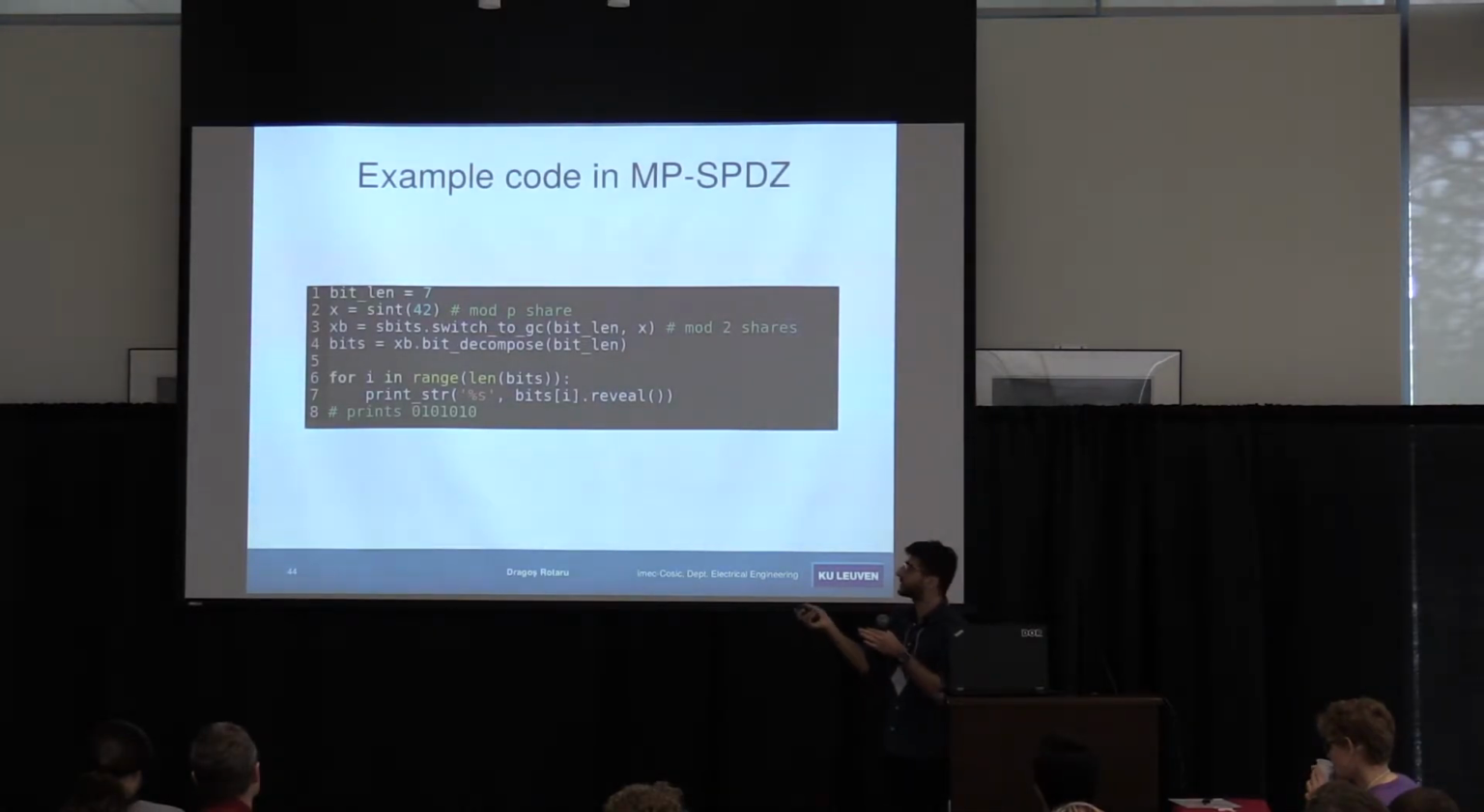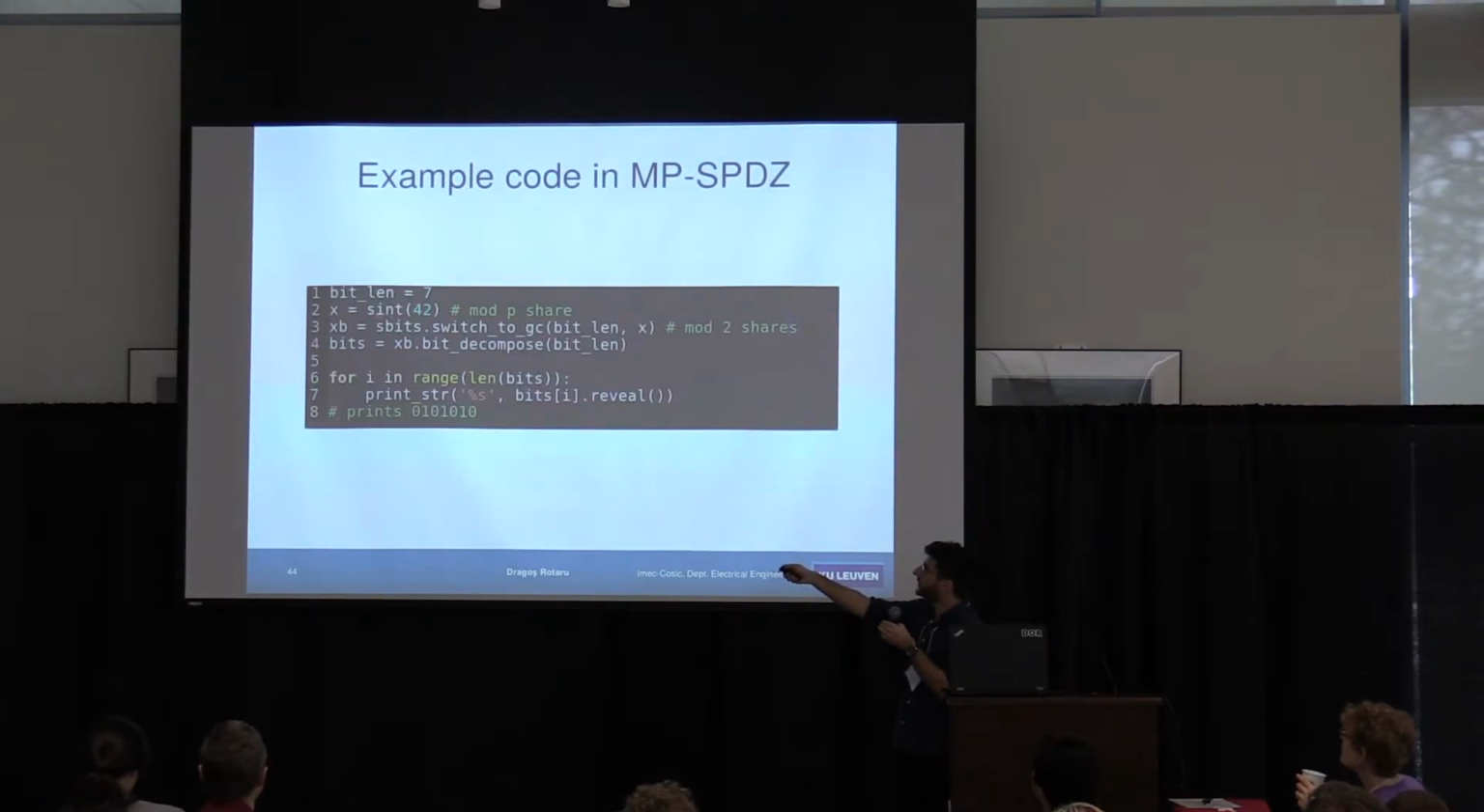Okay, so we have some code as well. This is MP-SPDZ, the fork framework by Marcel, who now works in Australia. Nevertheless, it's open source, and we worked with that. So we have an sint, which is a mod P share, and we can take this mod P share and switch to the garbled circuit setting. Now we have a mod 2 share, and this bit decomposition comes for free because that share is now in the garbled circuit, and we can easily print those values.